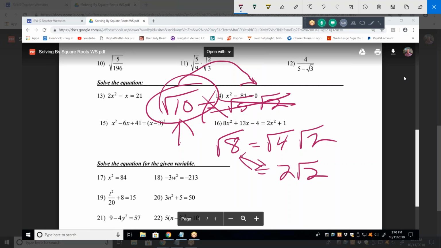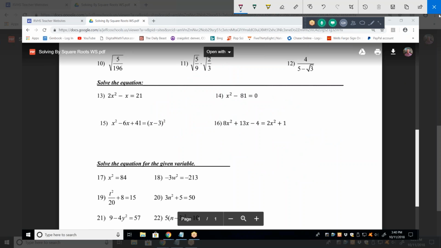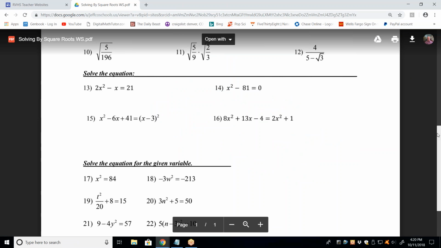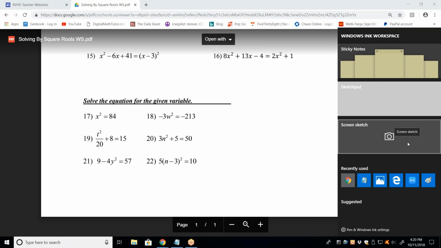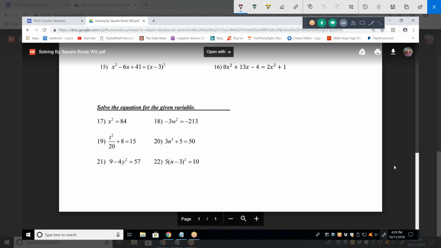Okay? All right, let's keep going. Let me scroll down here so that I can get a little more of these problems in here. And let's see if we can do 1 or 2 of these at least before we run out of time. All right, we've done 17 and 18. Let's look at 19.